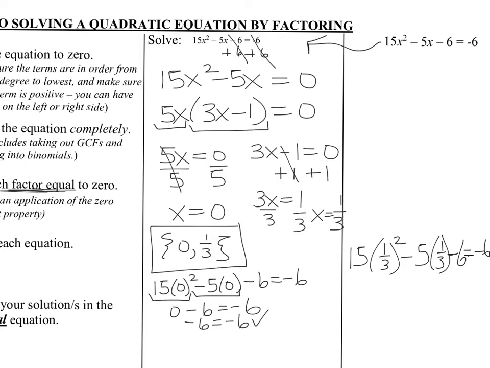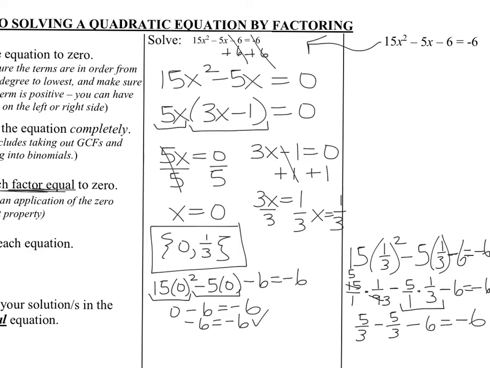So 1/3 squared, remember you square the top and the bottom. So that's 1/9. So I'm going to make my 15 over 1 times 1/9 minus, I'm going to go ahead and write my 5 as 5/1 times 1/3 minus 6 equals -6. So now remember, when you multiply, you can cross cancel. So 3 goes into 9 and 15. So that's going to give me 5 and 3. So what this gives me is 5/3. And then here, when you multiply 5/1 times 1/3, that's also 5/3. So you're subtracting 5/3 from 5/3, which does give you 0. So you get 0 minus 6 equals -6. So both sides do work out.